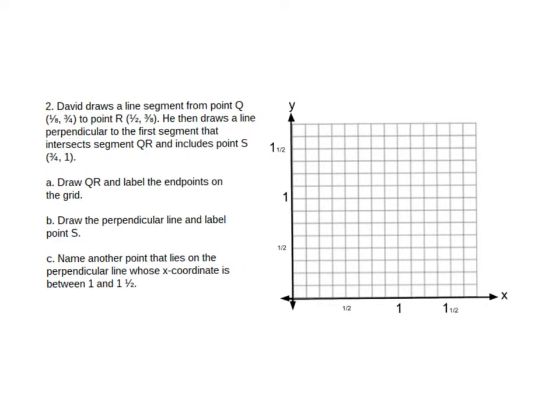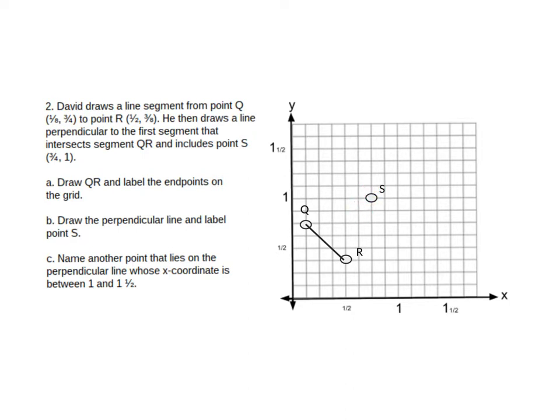David draws a line segment from point Q to point R. So I'm going to plot point Q and point R now and label them. There are points Q and R. It says he then draws a line perpendicular to the first segment that intersects segment QR and includes point S at 3/4, 1. As you can see, I've made a line segment QR. A line segment starts at one point and ends at another, so this is line segment QR. We now need to draw a perpendicular line and label point S, so here's point S.